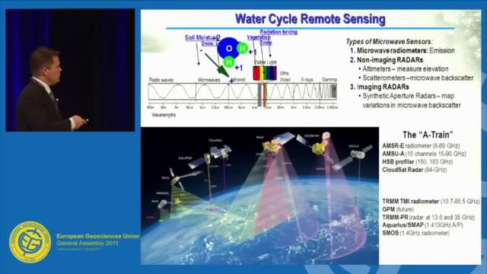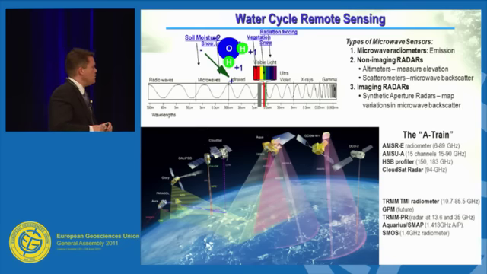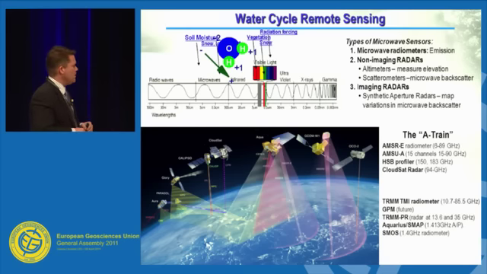So there's really three different kinds of microwave sensors. There's radiometers that just measure emission. There's radars, like altimeters and scatterometers, that measure elevation or backscatter. And there's imaging radars that use synthetic aperture arrays to produce maps of high-resolution radar backscatter at the surface.